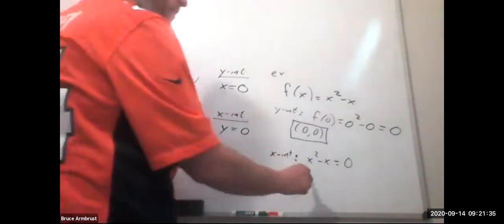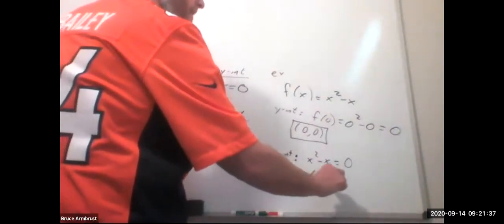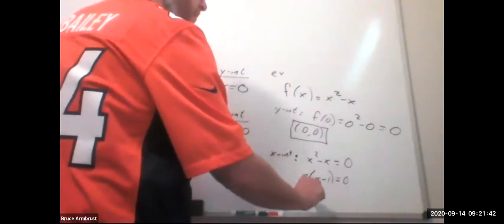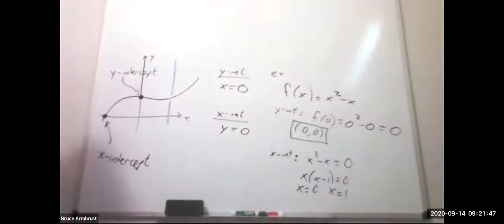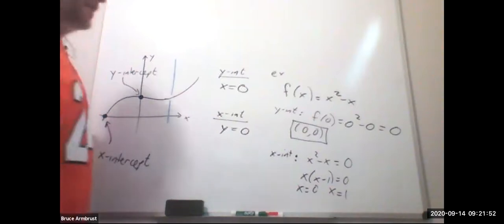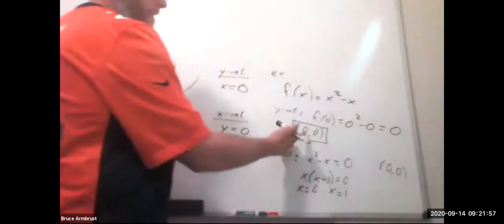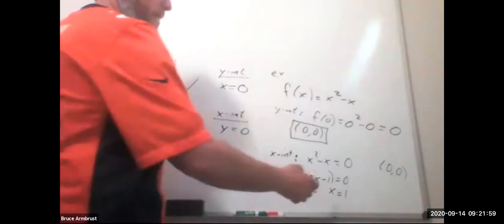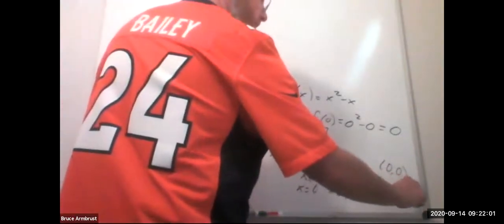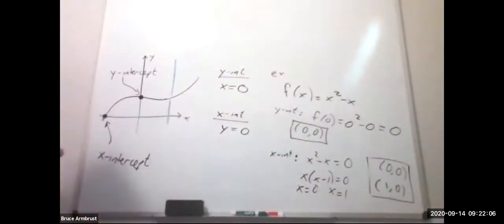So for this one, we would factor. So I get x times x minus 1. And so we actually get two options here. There's x equals 0 and x equals 1. So it turns out that there are two x-intercepts. One of them is 0, 0. That's the same one that we saw before with the y-intercept. But the other one is 1, 0. So this one actually crosses the x-axis twice.